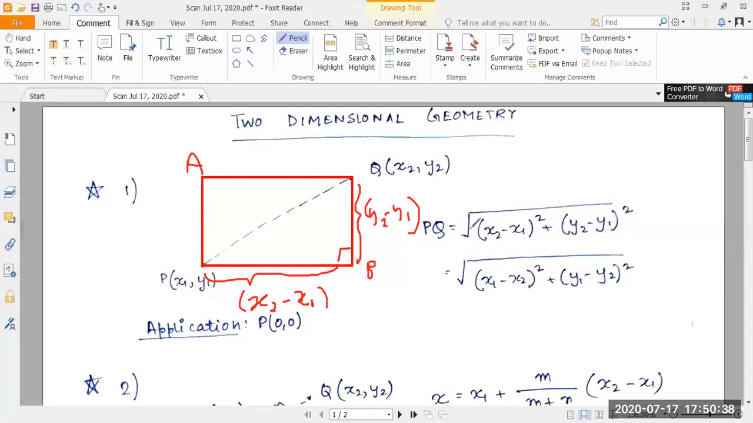So we have the relation PQ equals root over of (x2 minus x1) whole square plus (y2 minus y1) whole square. Since it's a square term, you can also write it in the opposite direction. So we can also write it as root over of (x1 minus x2) whole square plus (y1 minus y2) whole square. So using this rectangle or right angled triangle, which corresponds to the line PQ as the hypotenuse, we can deduce the relation which expresses the distance between any 2 points on the xy plane.